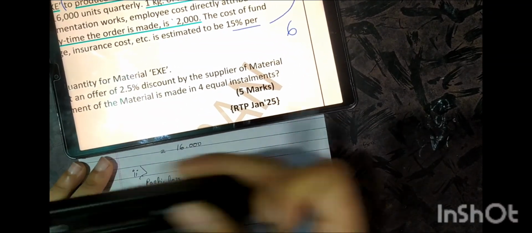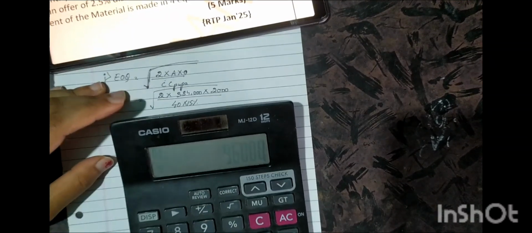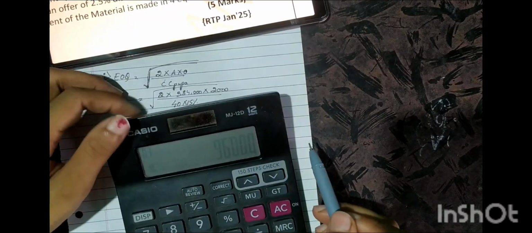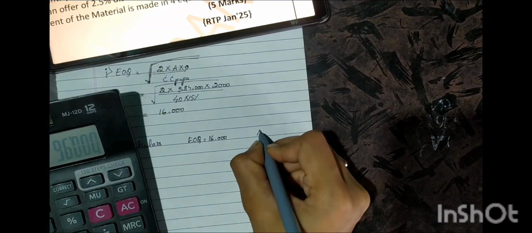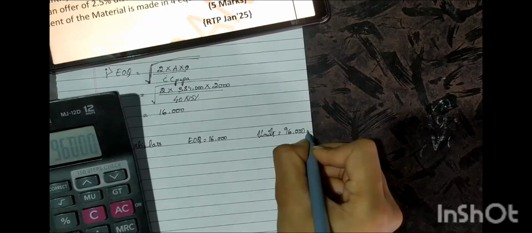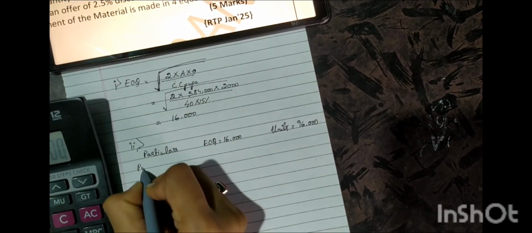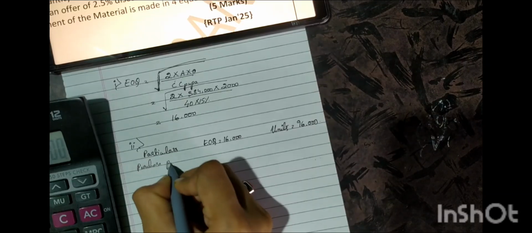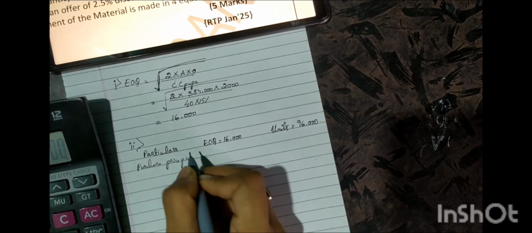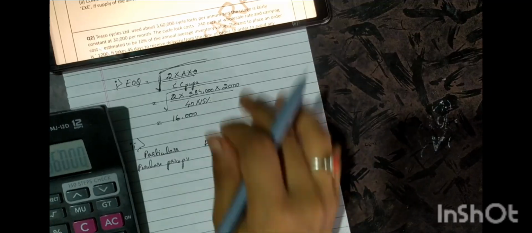So 4 equal installments in the sense, what is the annual demand? Annual demand is 3,84,000 divided by 4 installments, so it comes out to be 96,000. So here the ordering units is 96,000. Okay, so what is the purchase price per unit? So purchase price per unit, if we order at economic order quantity itself, we're gonna get the purchase price is 40 itself.